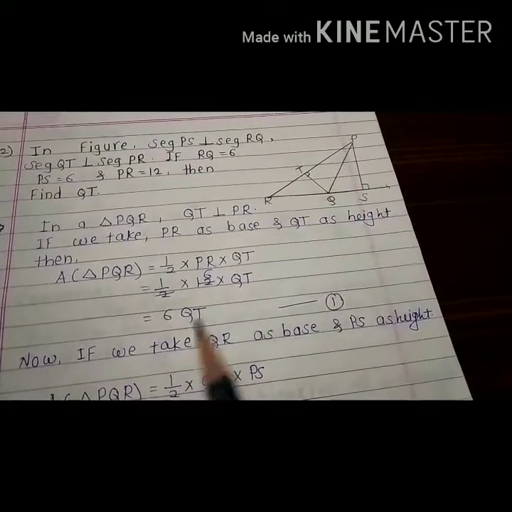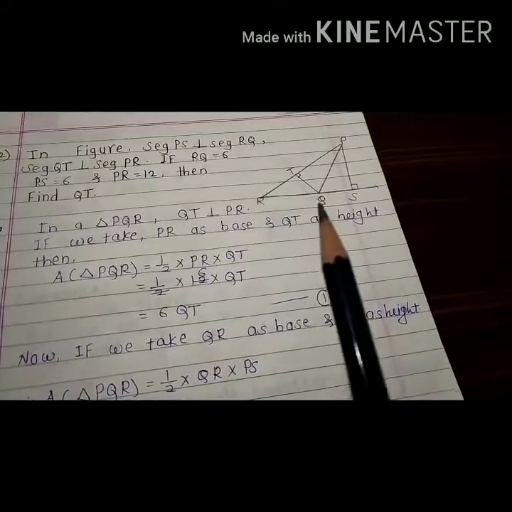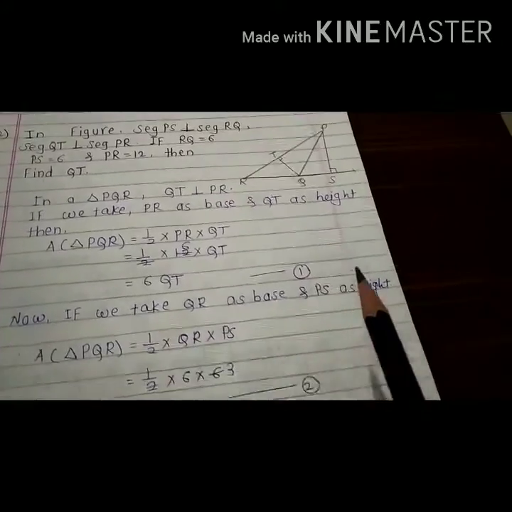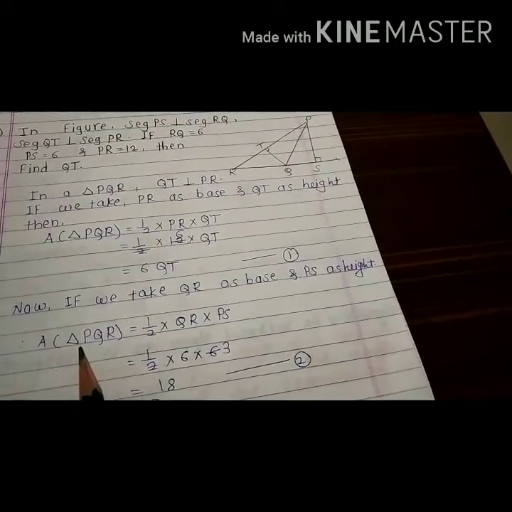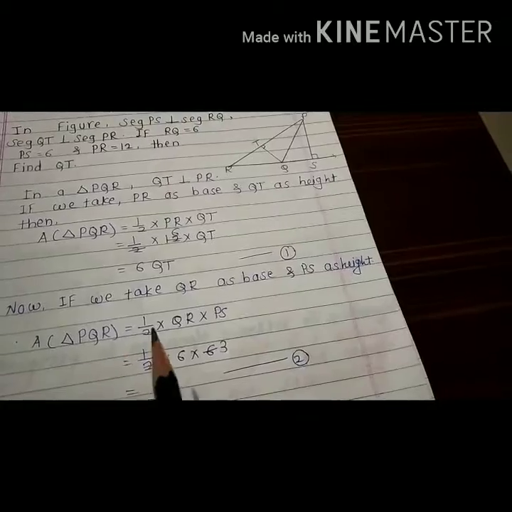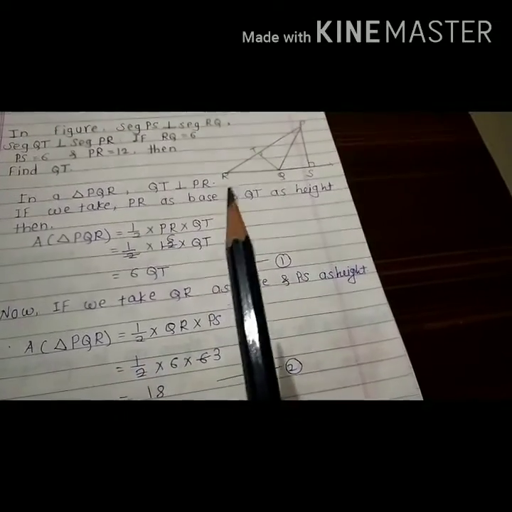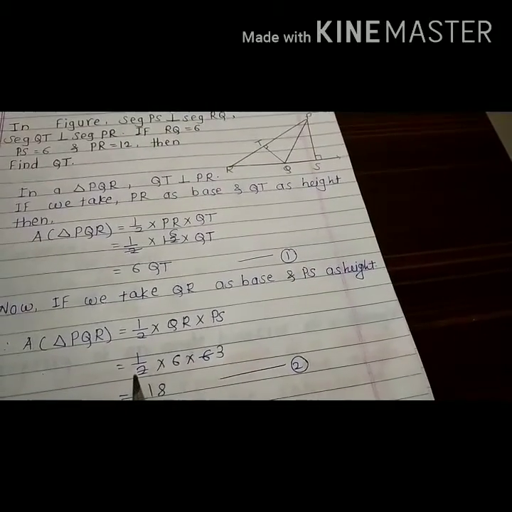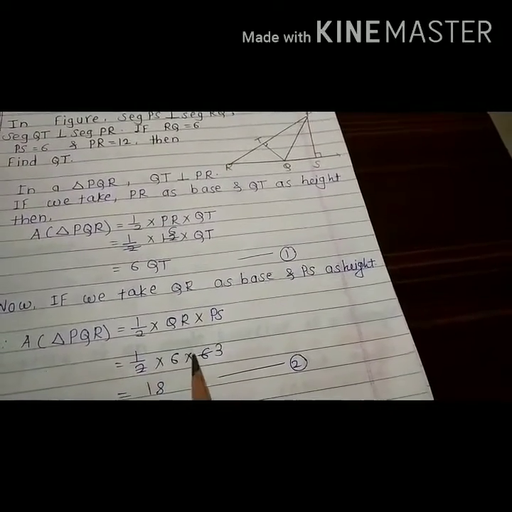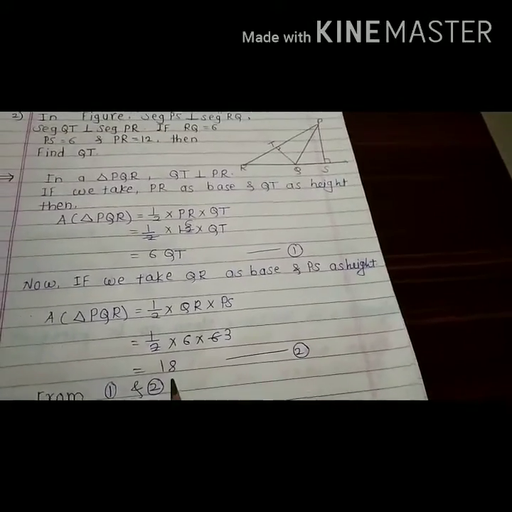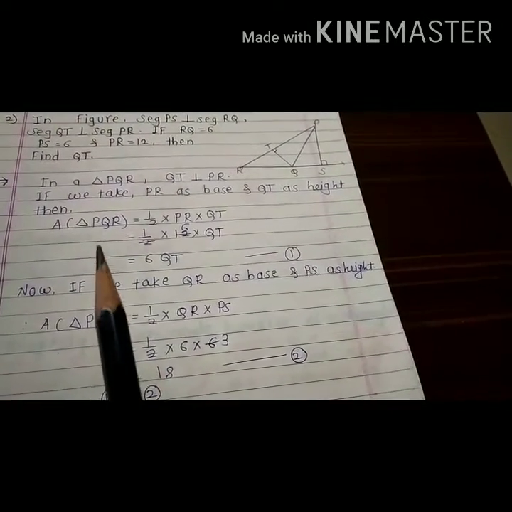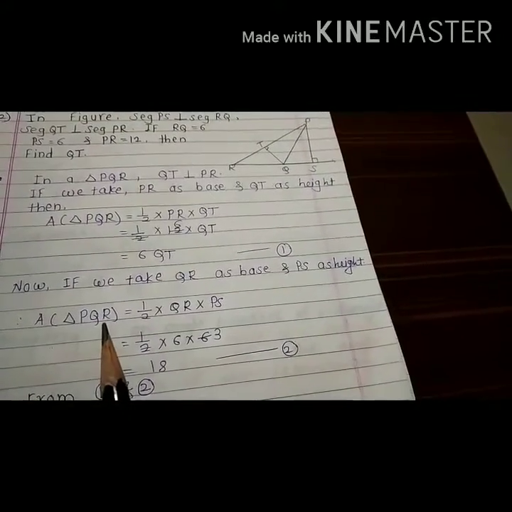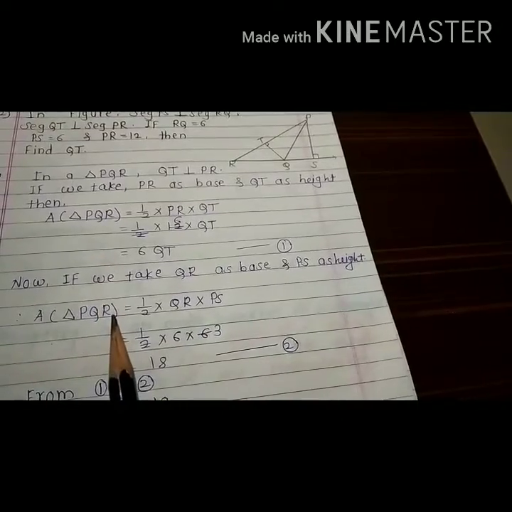Similarly, for triangle PQR, if we take QR as base and PS as height, then according to the same formula, the area of triangle PQR is equal to half into base, which is QR, into PS, which is equal to half into 6 into 6, which is equal to 18. We calculated the area of triangle PQR by taking different heights and different bases, but the area remains the same.